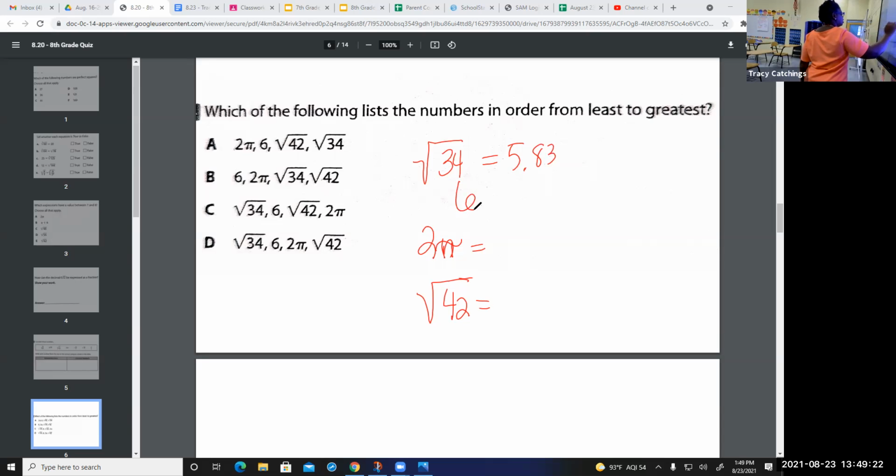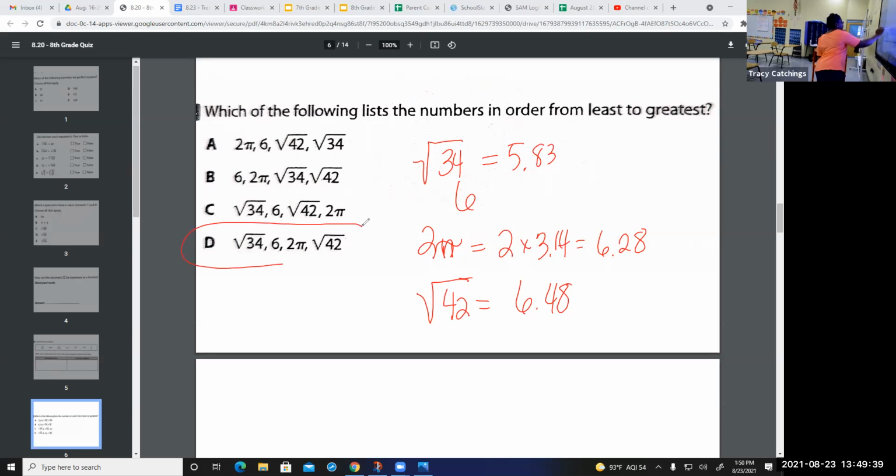We had 6 and then 2 pi. We can estimate pi to be 3.14, so that'll give us about 6.28. And then you could have found the square root of 42, which is about 6.48. The correct answer would be D. Once again, notice that I didn't just look. So definitely make sure that you are putting forth some effort and actually trying with these problems. That's the only way you're going to learn math.